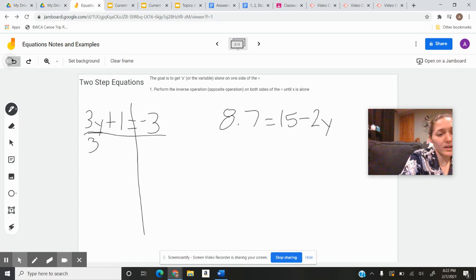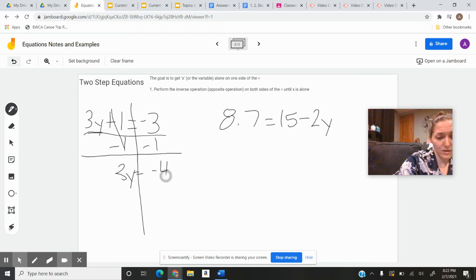But if I get rid of the 1 first, I just have to subtract 1. Okay, and then these cancel out. I have 3y equals -4. So when you have the opportunity, always get rid of your addition and subtraction first, then worry about multiplying and dividing.